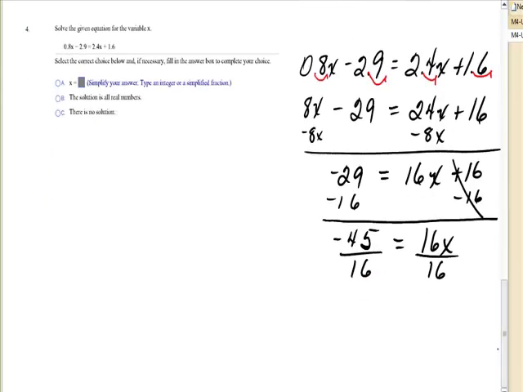And so it might seem a little strange, but, well, I forgot. This is a decimal problem. What does it say? Type an integer or a simplified fraction. It doesn't want a decimal answer, which kind of surprised me, but I'm going to be choosing A, and I have negative 45 over 16. Okay, hope that helps working on equations with decimals.